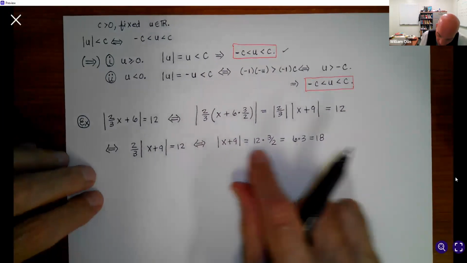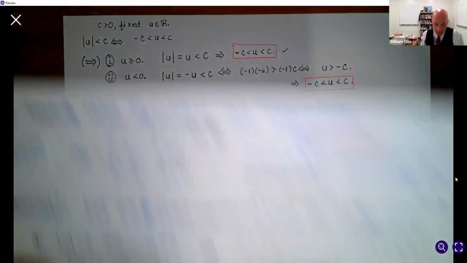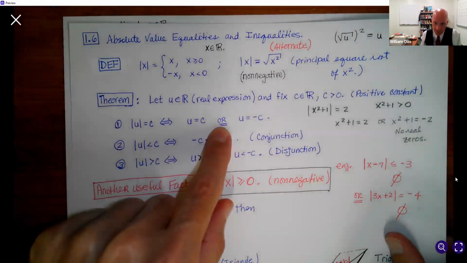So now we can apply the first part of the theorem. That is, we have the absolute value of u equals c, so we'll write both of these down.